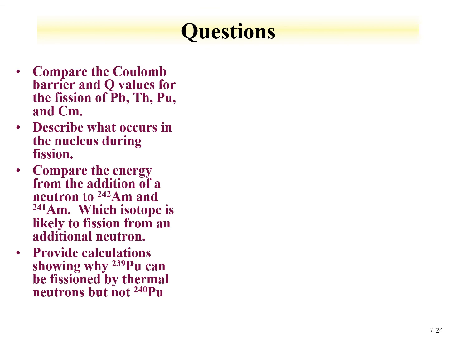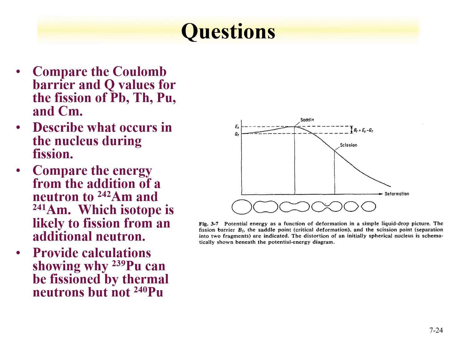You can describe what occurs in the nucleus during fission. And that's basically demonstrated in this figure, where we have a nucleus that deforms. We reach a point, particularly here, where we form this saddle. We have two sections of the nucleus that have large positive charges. At this point, the Coulomb repulsion between these charges overcomes the near-term interaction of the nucleons, forcing the fission products to form from this nucleus.